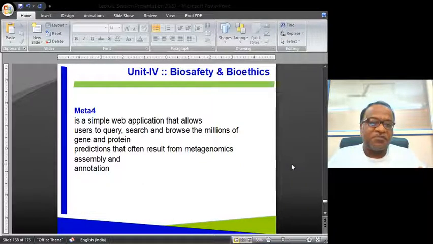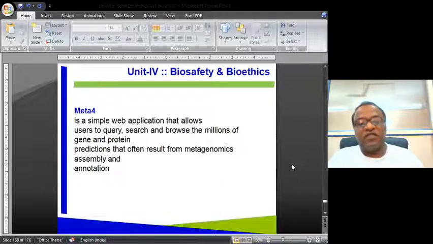the sequences, annotated sequences, curated sequences, and browse the millions of gene and protein predictions that are the results of metagenomics assembly and annotation. So Meta4 is a simple, user friendly web application that allows users to raise a query, to go about searching the genome sequence and then browse for the genes and the prediction of the functions of the genes.